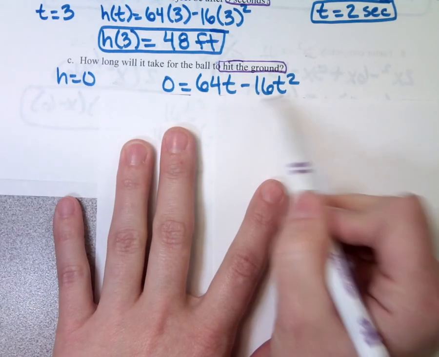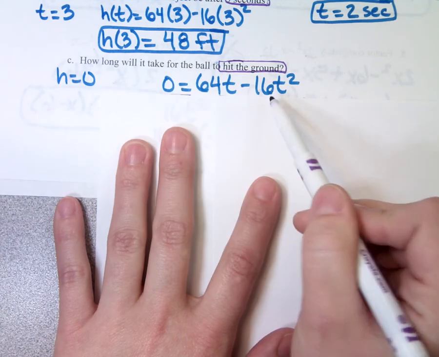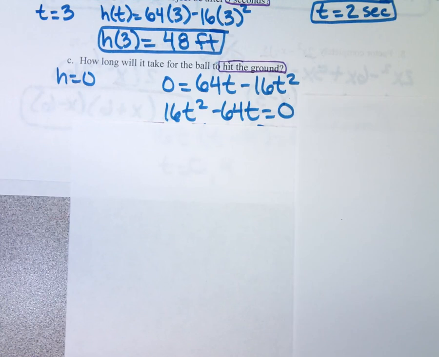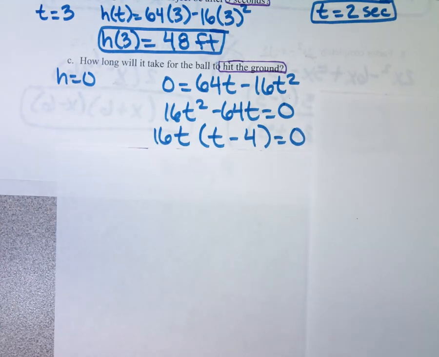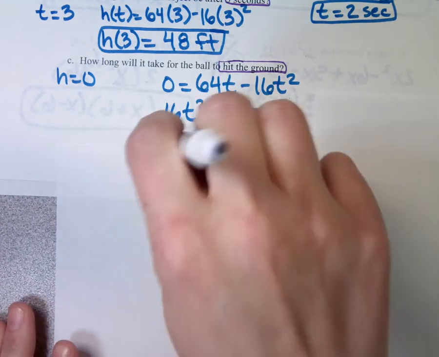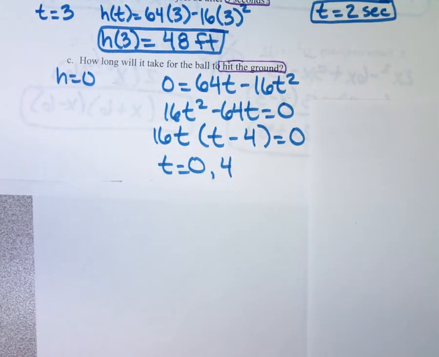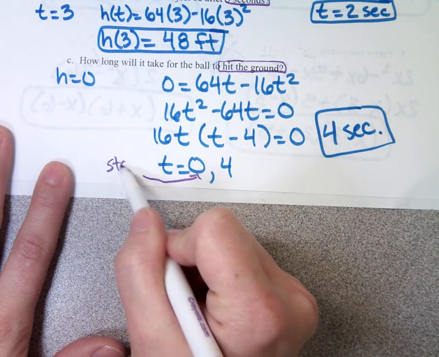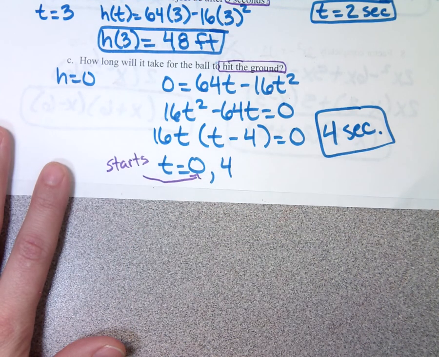I do not like my t squared to be negative, so I move both of these to the left-hand side. I add this and subtract this, which gives me 16t squared minus 64t. I decided that I was going to solve by factoring, but you can use the quadratic formula or graph it. They have a GCF of 16t. That's what I'm left with once I pull the GCF out. I set both factors equal to 0, and I get 0 and 4. It's going to hit the ground at 4 seconds. The 0 is when it starts, and the 4 is when it finally hits the ground.